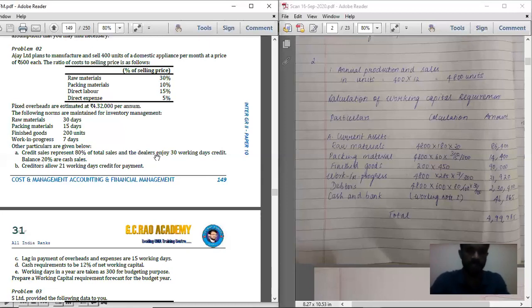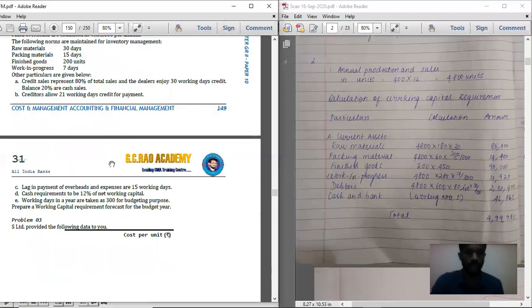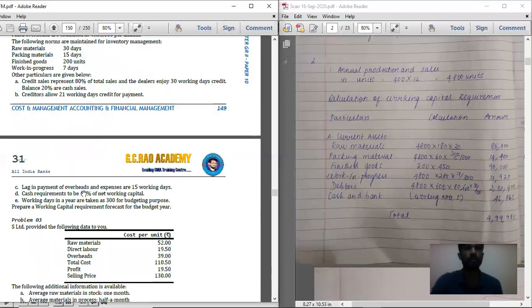And dealers, meaning debtors, enjoy 30 working days credit. That is, we are giving 30 working days credit to debtors, and creditors allow 21 working days credit for payment. For creditors, for purchase of raw materials, we are given only 21 days for payment. And lag in payment of overheads and expenses is 15 days. That is, for payment of any overheads and all the expenses, labor expenses, everything, we are availing 15 days of credit. So cash requirement to be 12% of net working capital.